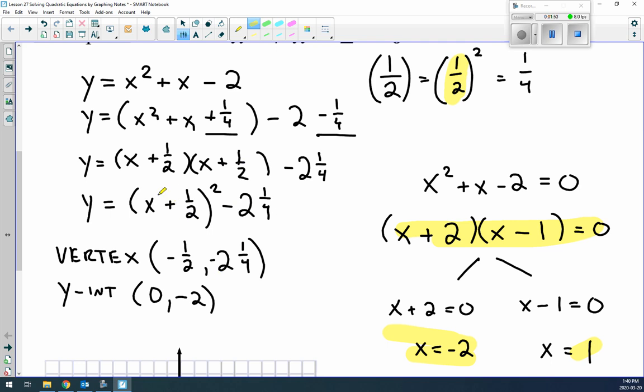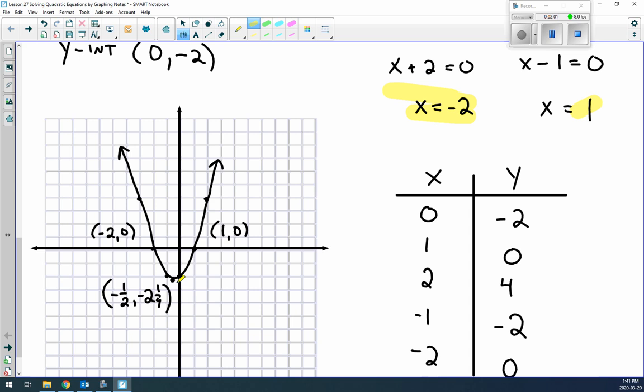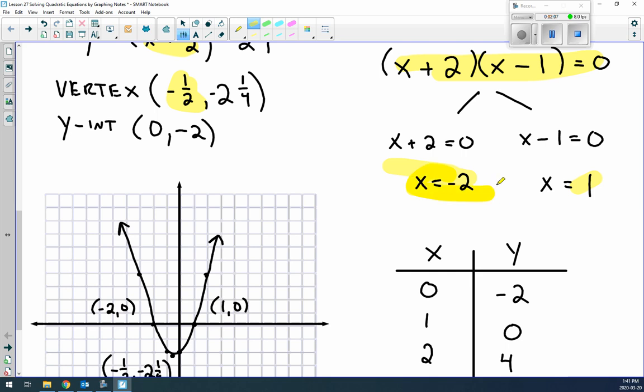So what's the vertex? Well, what do we plug in here to make it 0? Right? We plug in negative a half. And what number is out here? Negative 2 and a quarter. So there's our vertex there. So negative a half, negative 2 and a quarter. And we can sketch it out. But what they're actually asking you, it says solve. When they say solve, they're looking for the x-intercept. So x is negative 2 and x is positive 1.